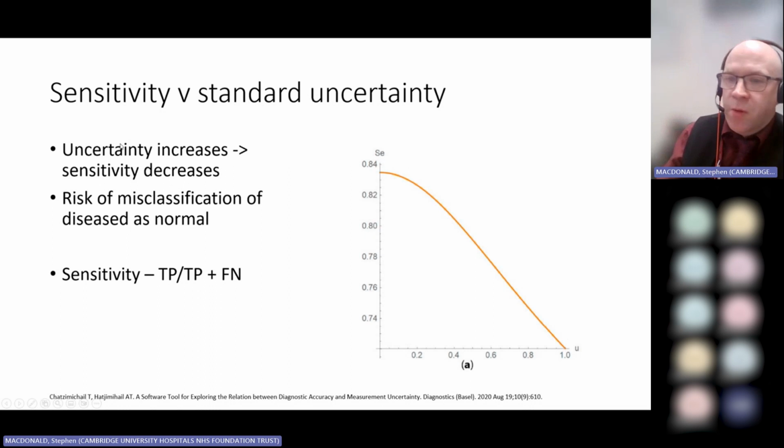Now, if sensitivity is important for your test, that's not good. So if the variability of your assay, or a change in calibration of your assay, causes that increase in measurement uncertainty, that has an end result on clinical interpretation of your patient's results. So that's really important to have in mind.